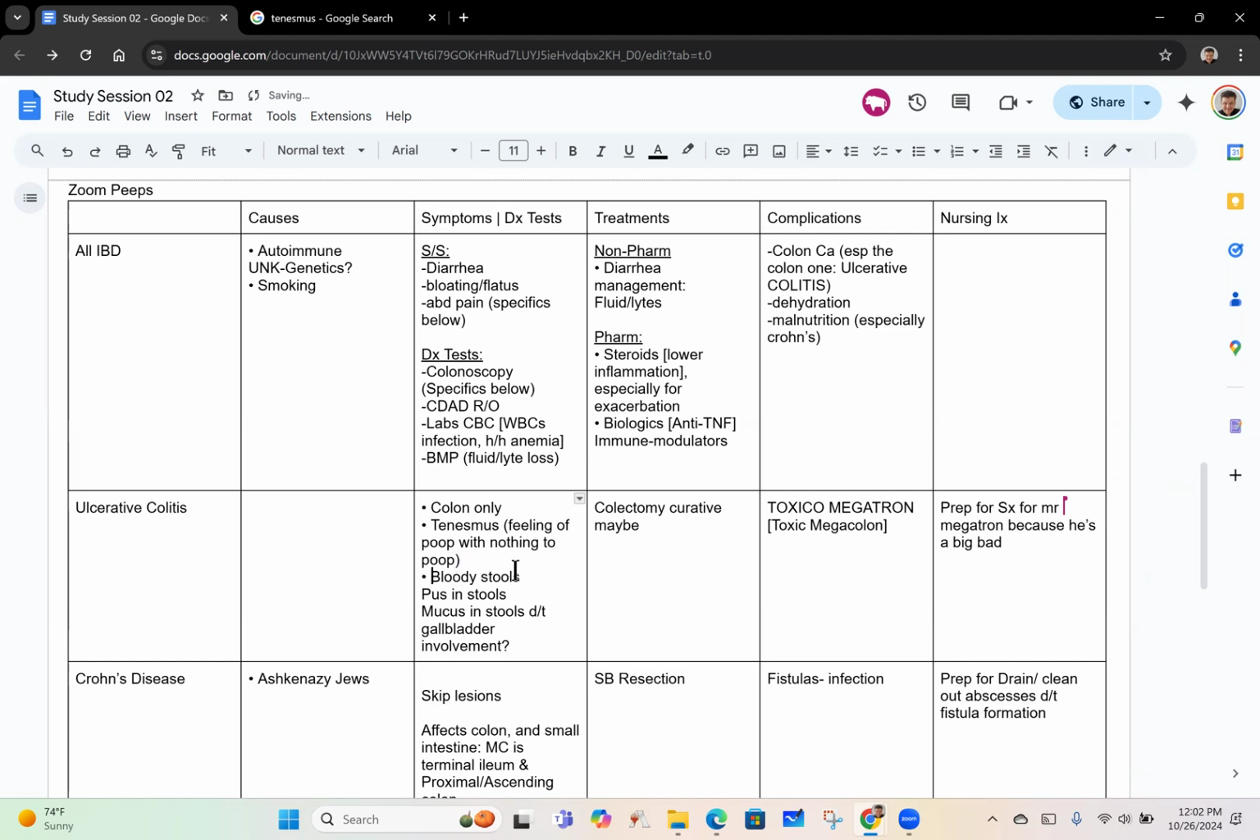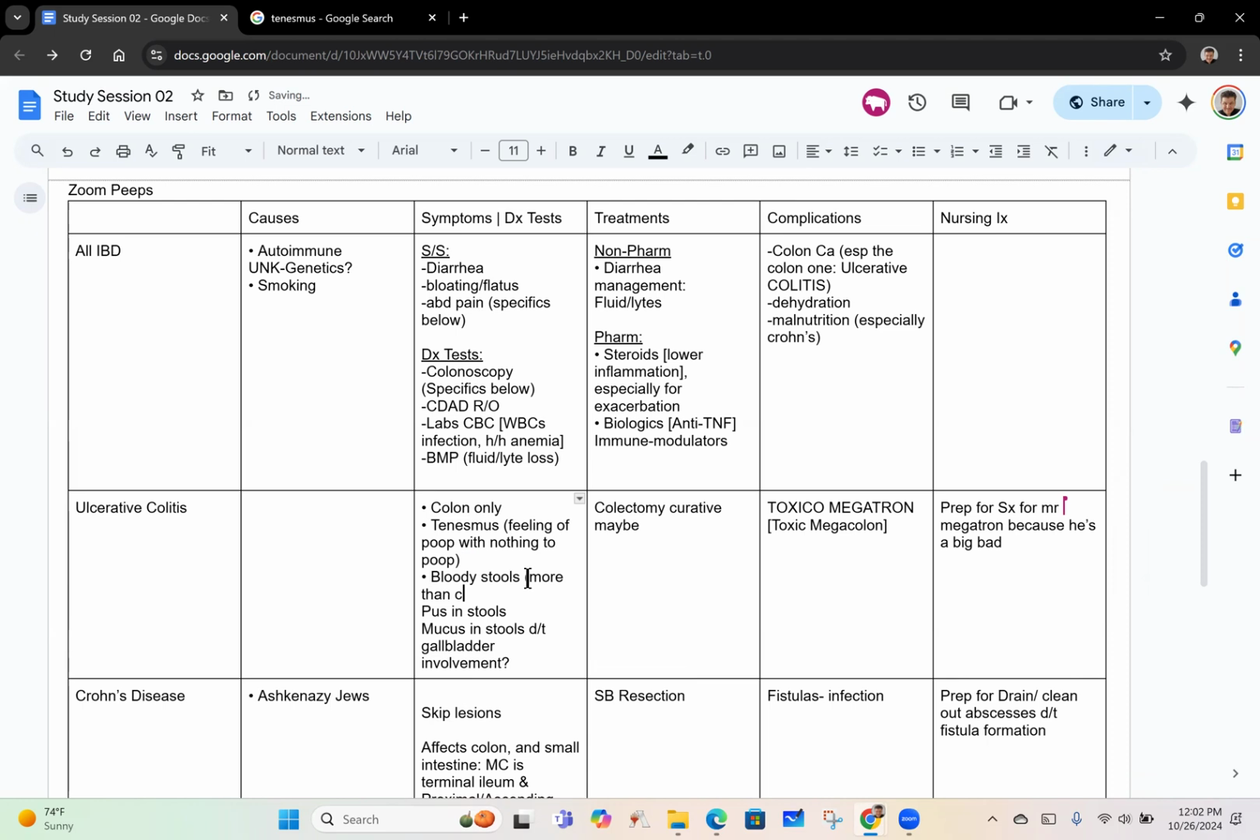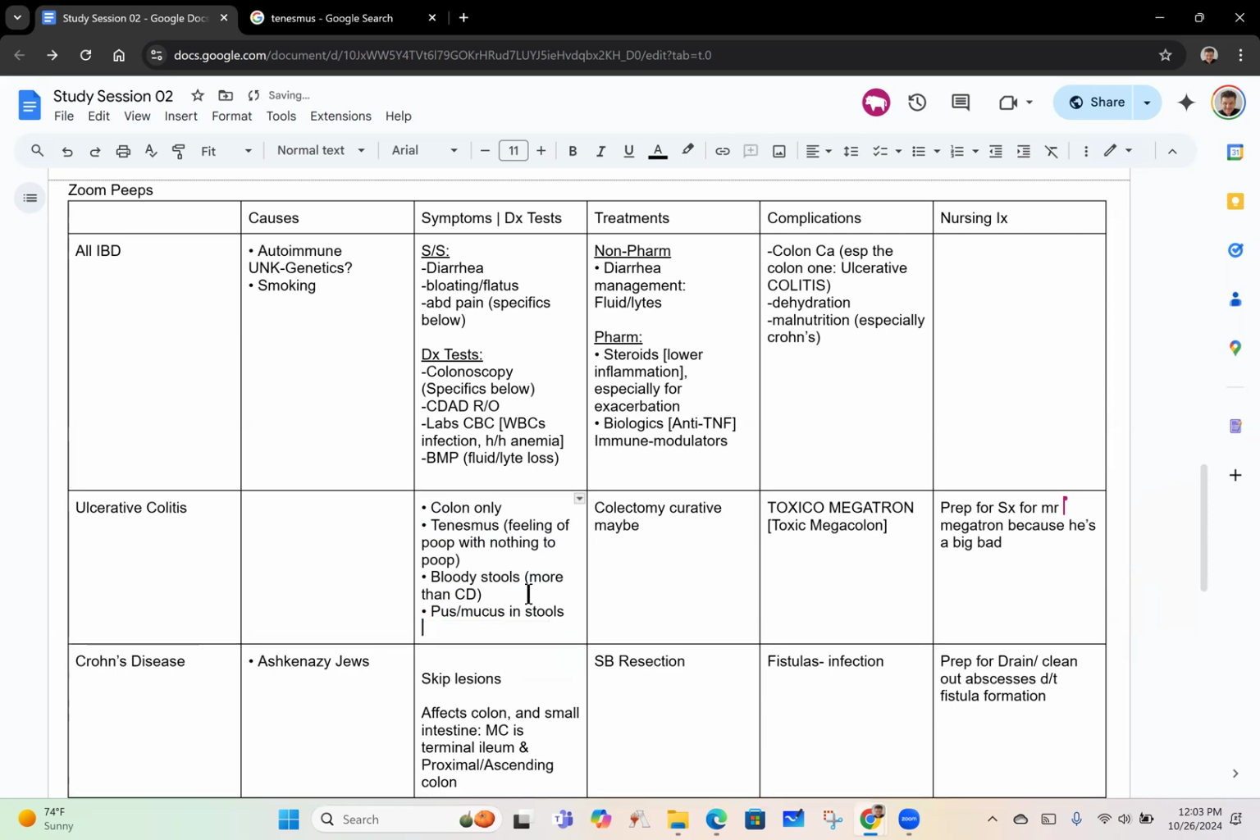Right, you got bloody stools for sure, right? Say more than Crohn's. I mean, you can even put CD, that way it saves some space. So pus, which is the same thing. I was kind of put those together, pus and mucus. That's just an infectious process, right? It's not really due to gallbladder involvement. I mean, it could be fatty stools, maybe. It's kind of reaching. I'll just say pus, mucus, and stools because it's an infectious process there.